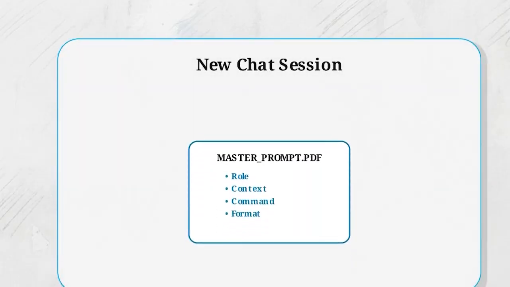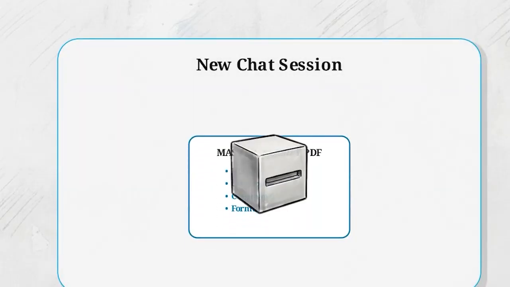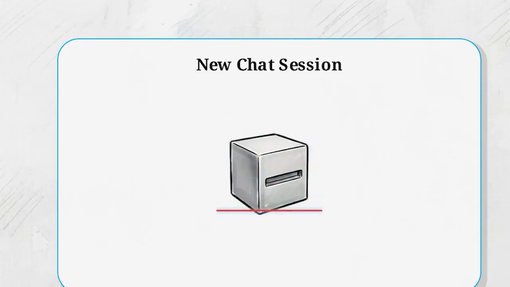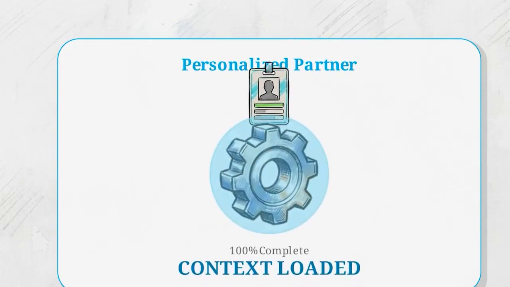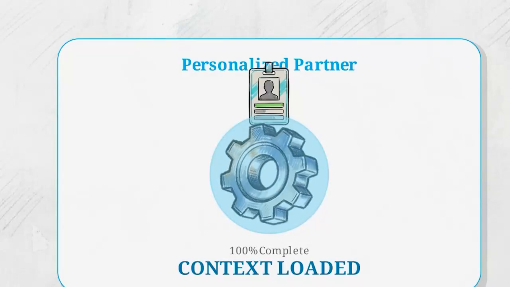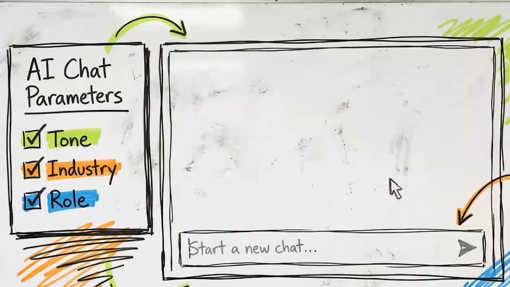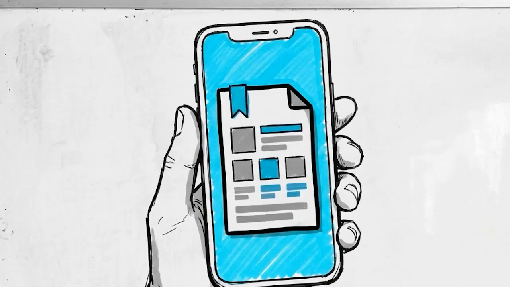To use this asset, open any new chat session and upload the PDF first. This provides the AI with an immediate download of your personal and professional context before you ever issue a new command. This workflow removes the need to repeat yourself. Every new interaction starts with the AI already aware of your constraints and goals. You now have a portable asset that standardizes your AI interactions across any platform you choose to use.